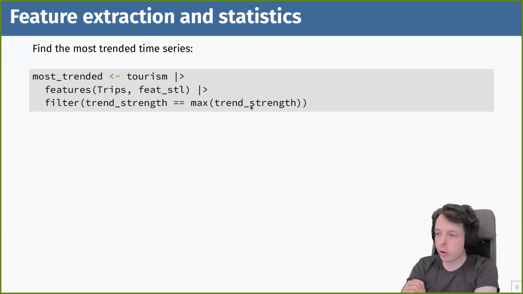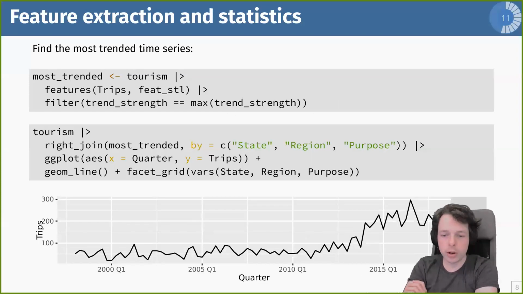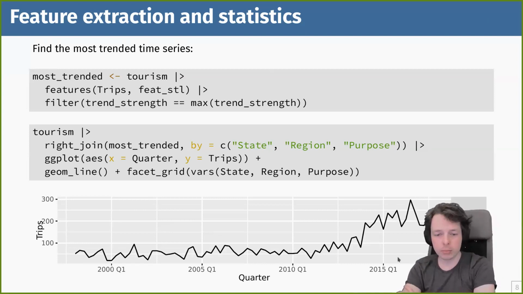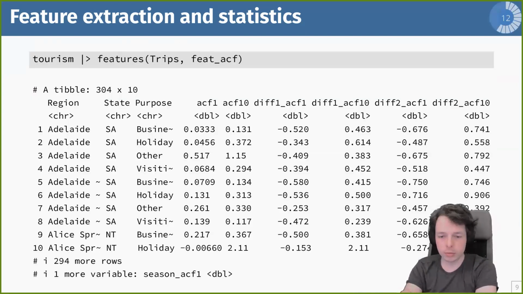So we can also use this to calculate the maximum trend, which happens to be this time series. All of the data sets here don't have a linear trend, so the trend component is not as strong as other time series. And here is all of the features from the STL from the series in tourism, but this time we're using a different set of features from the ACF.